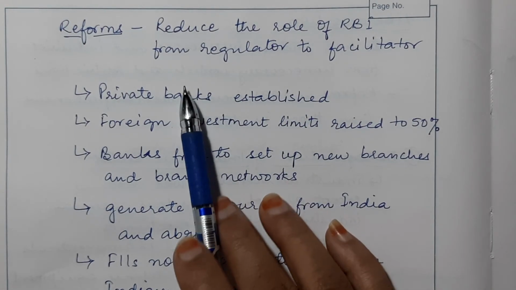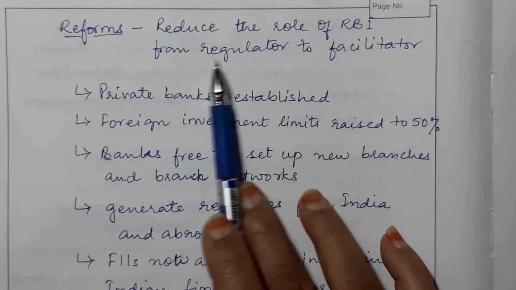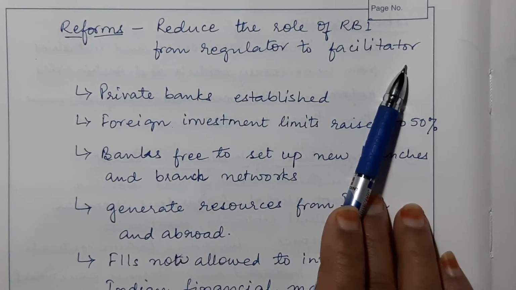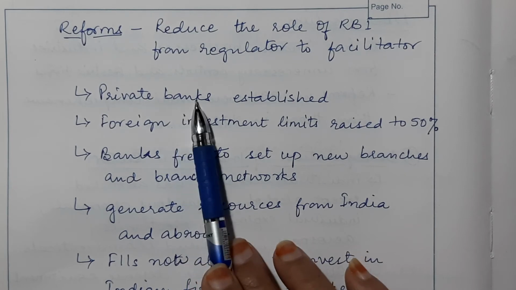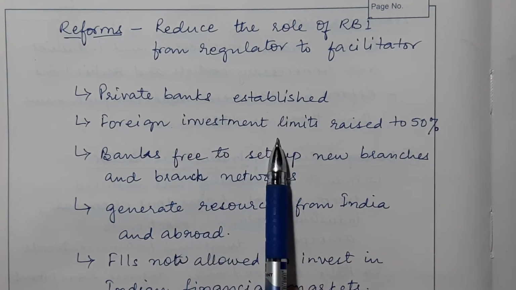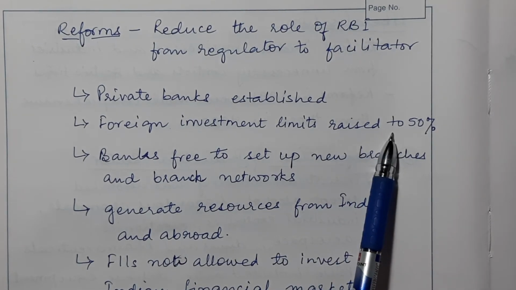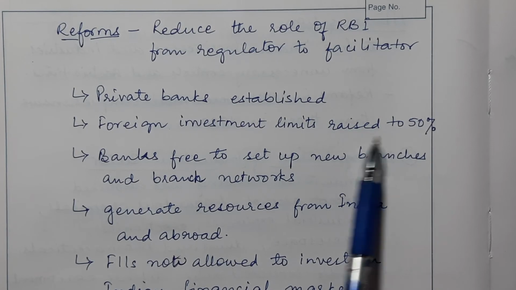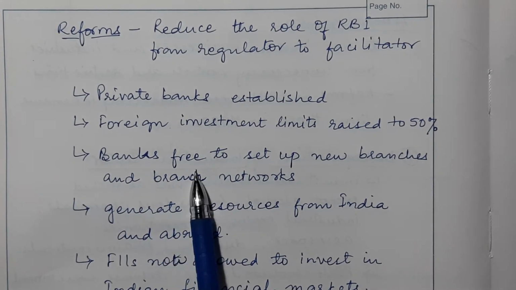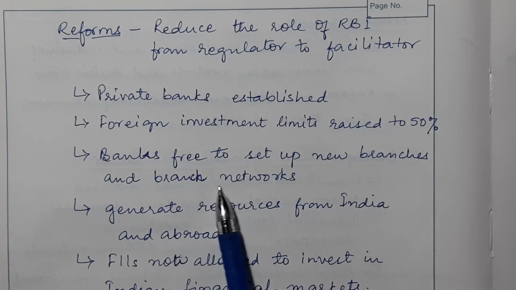Reforms in the financial sector were as follows. This reduced the role of the RBI from regulator to facilitator. Then private banks were established. Foreign investment limits were raised to 50%. And then the banks were free to set up new branches and branch networks.